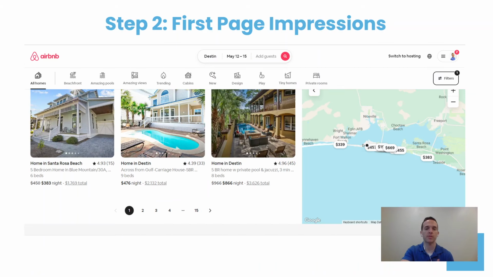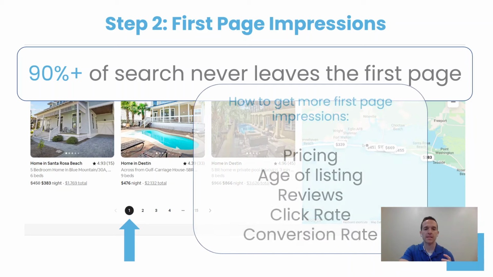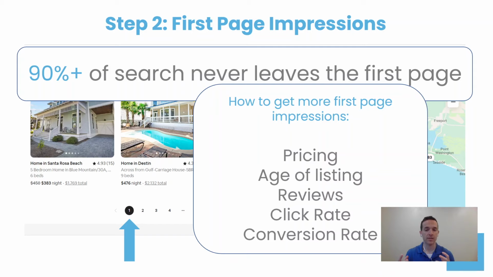So let's move on to step 2, first page impressions. So you're getting in your filters, now you want to get on page 1. This is all dependent upon Airbnb's algorithm. So it's a little more difficult, and people focus really, really hard on rank. But what you'll see is that rank is highly dependent upon other factors and lower down in your funnel. So name of the game for first page impressions: pricing, age of listing, reviews, and then the next 2, which we'll talk about in a minute, is your click rate and your conversion rate. This tells Airbnb that you're relevant, and that's what gets you higher up in search results, okay?